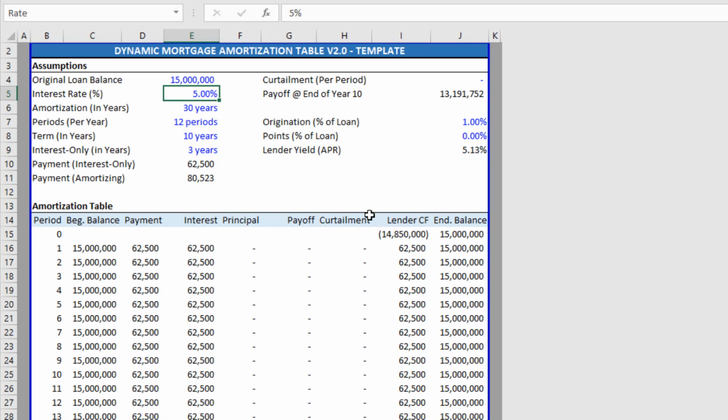So with that, we have built a fully dynamic mortgage amortization table. Let me know if you have any questions.